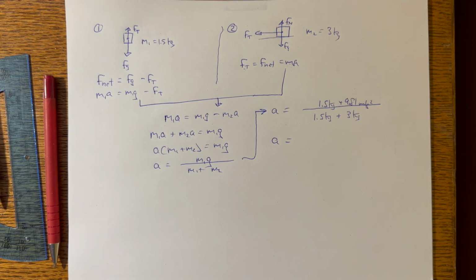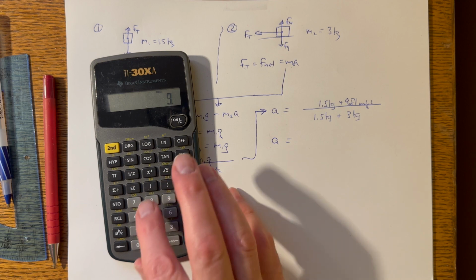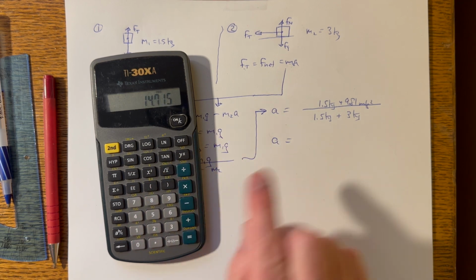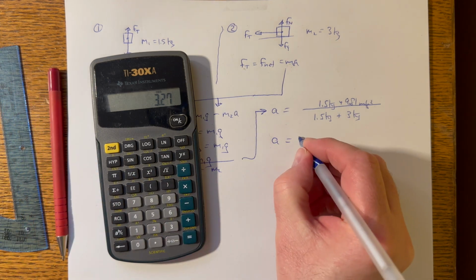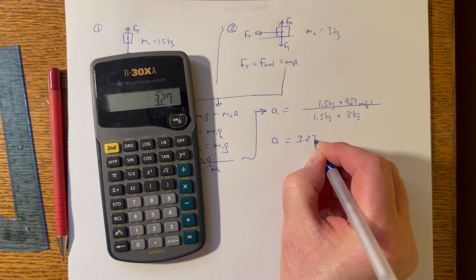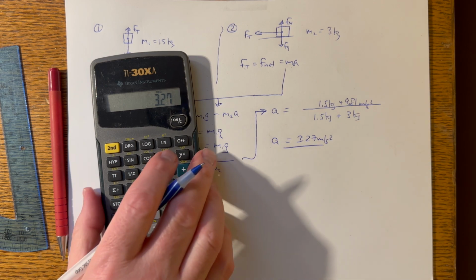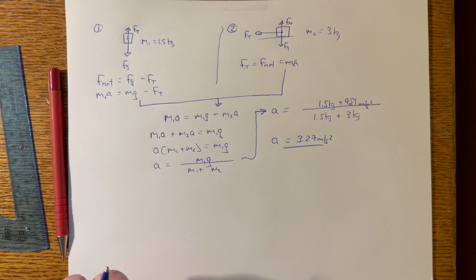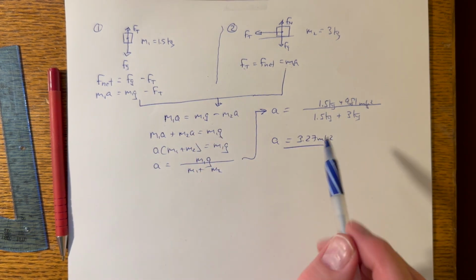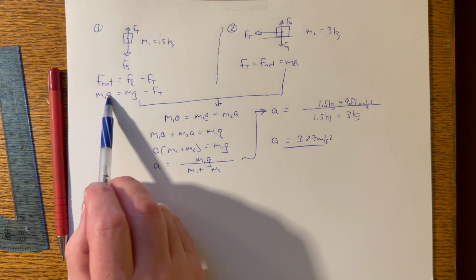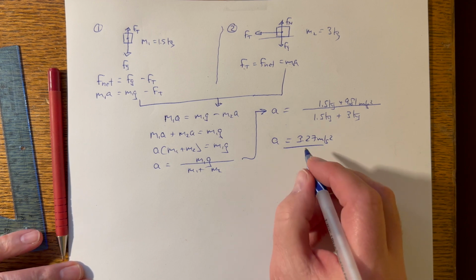Pull out my calculator now. Of course, 1.5 times 9.81 equals, divided by 4.5 equals, and I have an acceleration of 3.27 meters per second squared. Great. There's the acceleration. Wonderful. How about if I also want the tension value? Well, I can take this acceleration, plug it in over here, and find the tension, but I think I'll plug it in over here. That's a little easier one to work with.